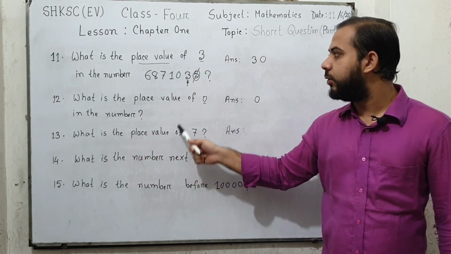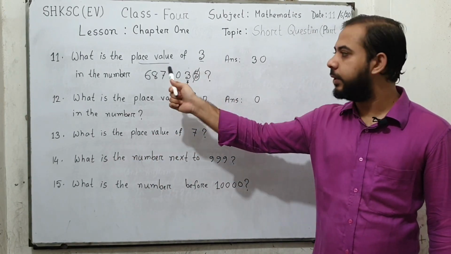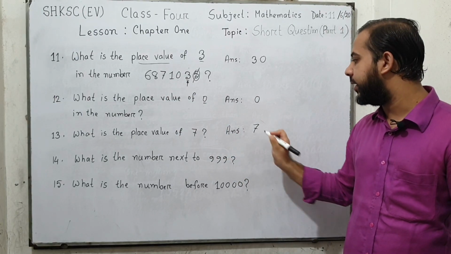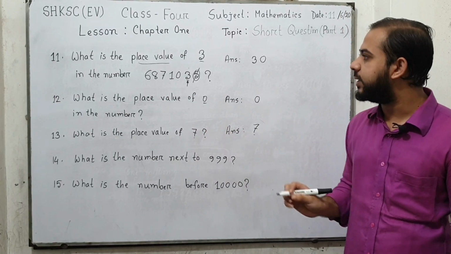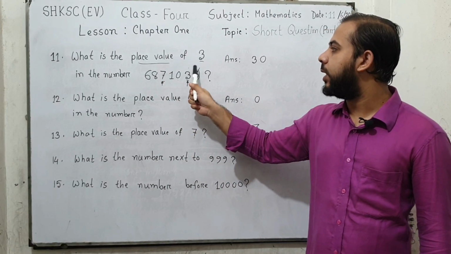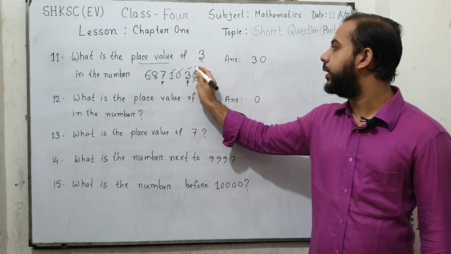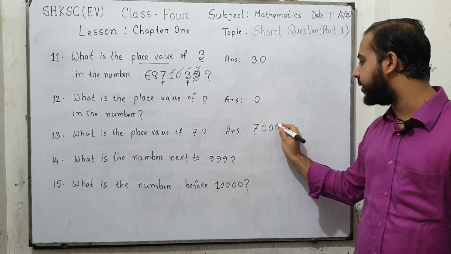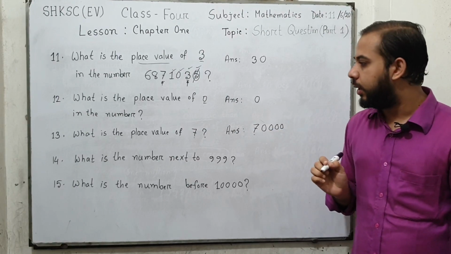The next question, question number 13, is the same kind of question. What is the place value of 7 in this number? At first we write 7 here, and then after 7 there are 4 digits: 1, 2, 3, 4. So we have to put 4 zeros here, then we find the place value of 7.